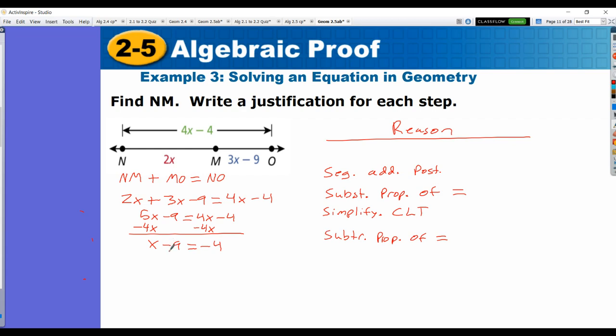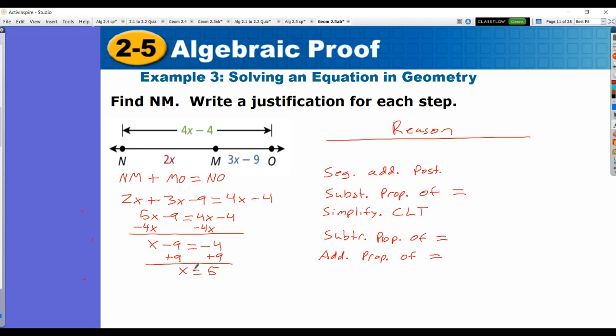Now I'm down to this. I almost got this thing solved, so I need to cancel out the 9 by adding 9 to each side, and I'm down to x equals 5. Okay, so for this step, to be able to add 9 to each side, the reason I can do that, the why behind that, is because we are allowed to use the addition property of equality. Okay, from that list, we're allowed to use that.